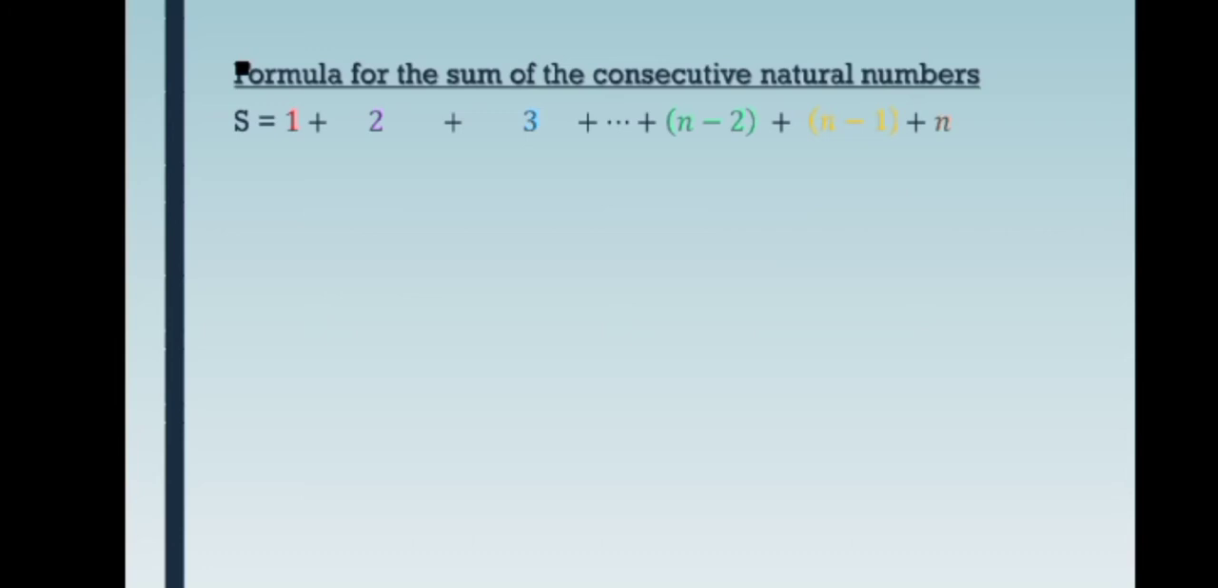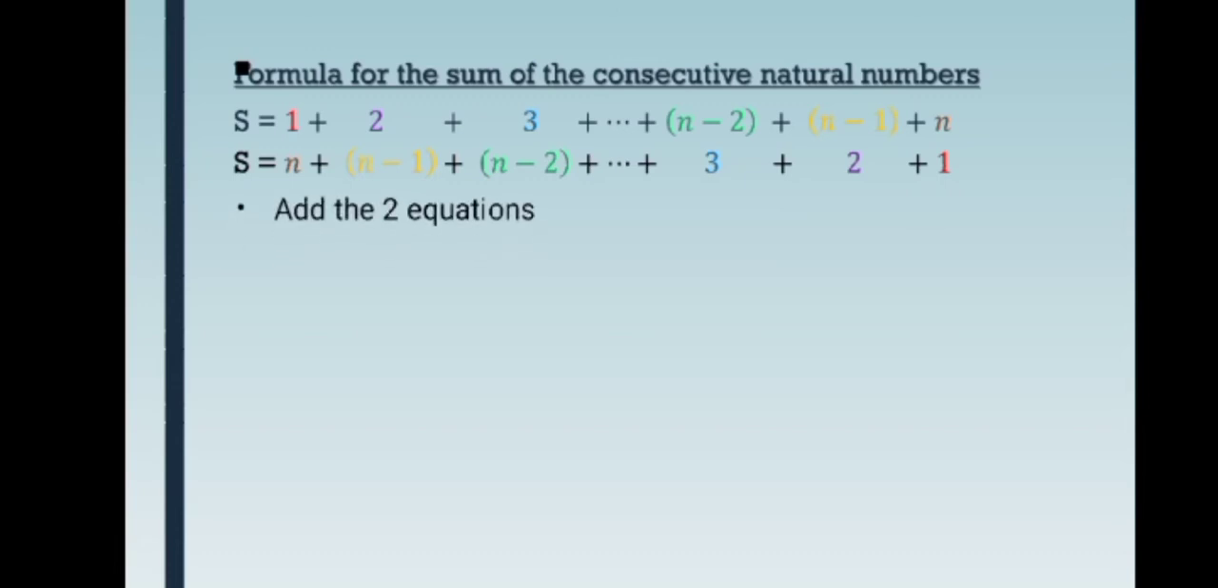So, yan 'yon. First equation, and then mag-a-add ulit tayo ng second equation na same lang din nun. Ni-reverse lang kung mapapansin niyo. So, n plus n minus 1, ni-reverse lang yung unang equation. We'll just add the two equations. So, magka-come up na tayo ng 2s. So, 1 plus n is n plus 1. 2 plus n minus 1 is n plus 1. 3 plus n minus 2 is n plus 1 also. n minus 2 plus 3 is n plus 1.